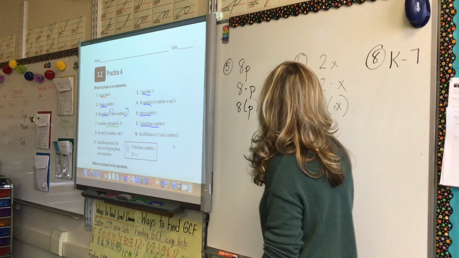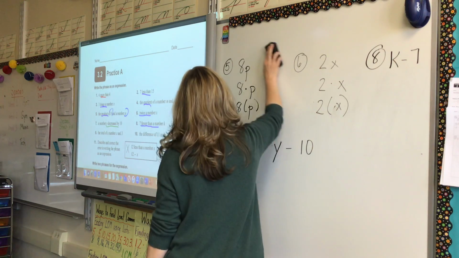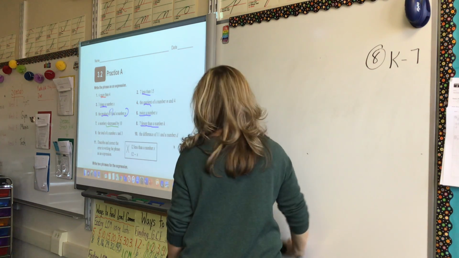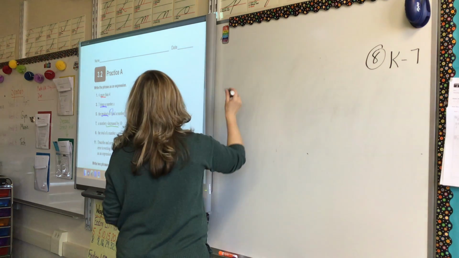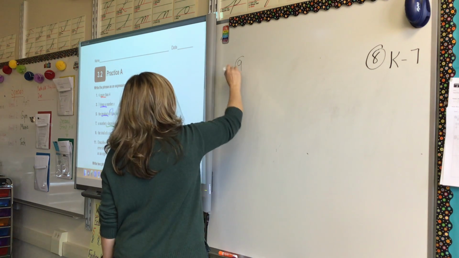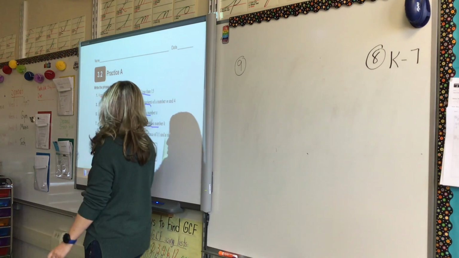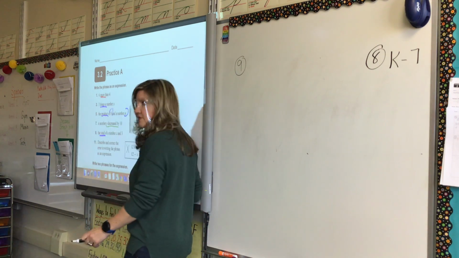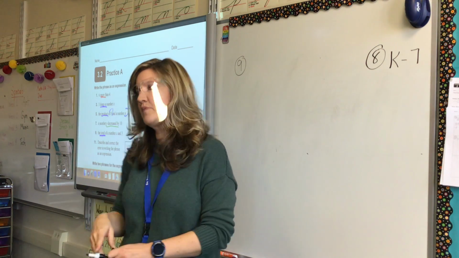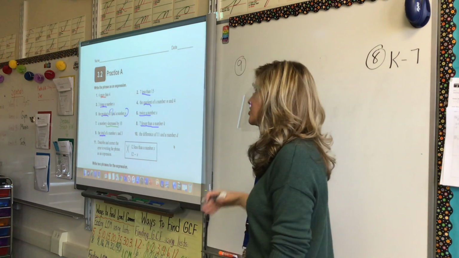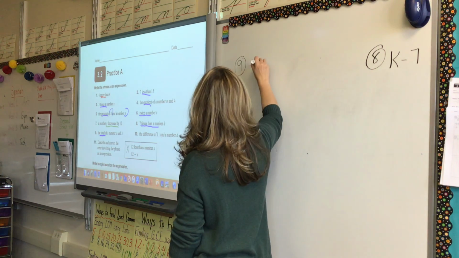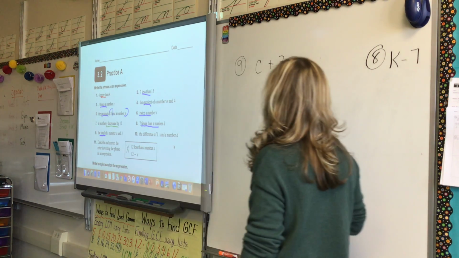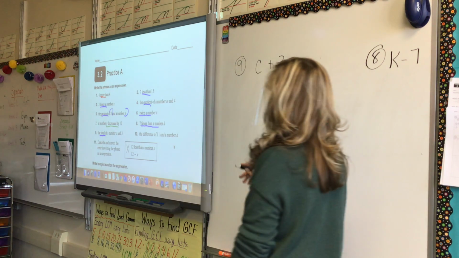Okay. Number 9. The total of a number c and 3. So total, what operation? Plus, addition. Yep. If you total something up, sometimes you see total with multiplication, but this is the total of c, the number c, and 3. So c plus 3.